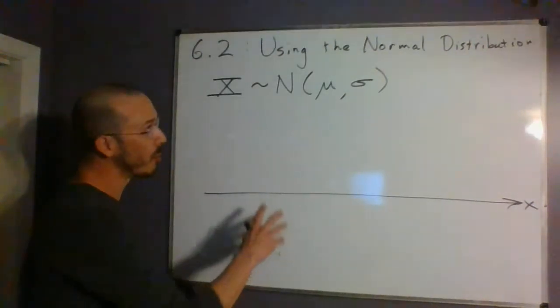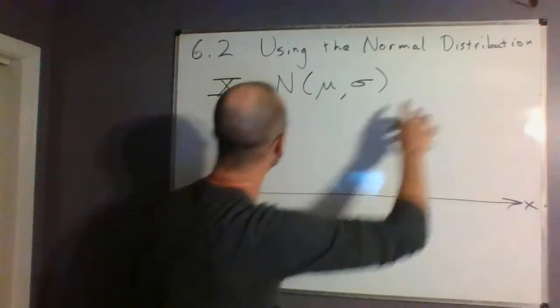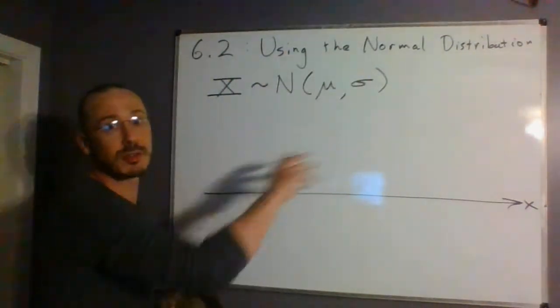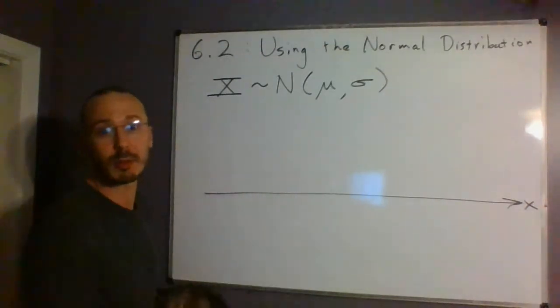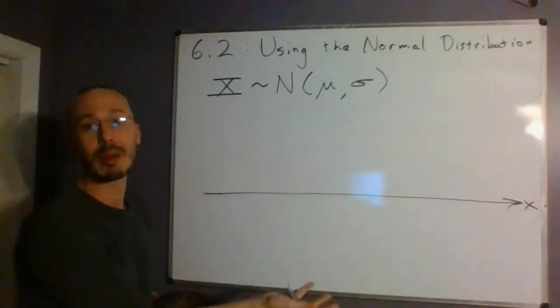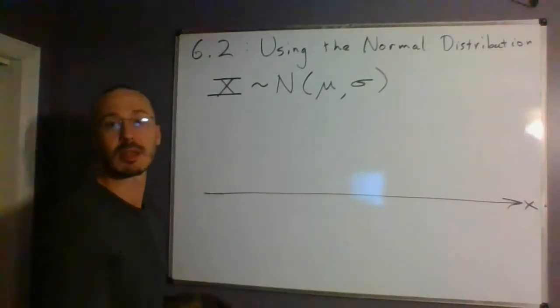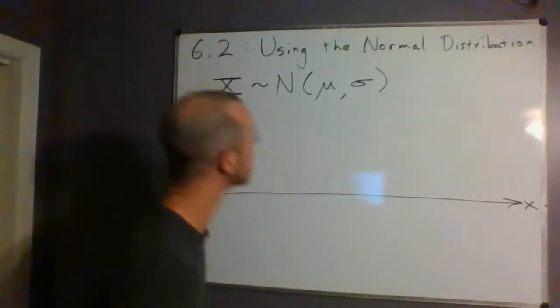So what we're going to do is connect the idea of the normally distributed continuous random variable to probability in a way that ends up being very powerful for statistics.